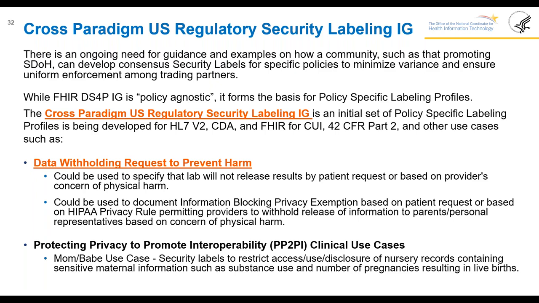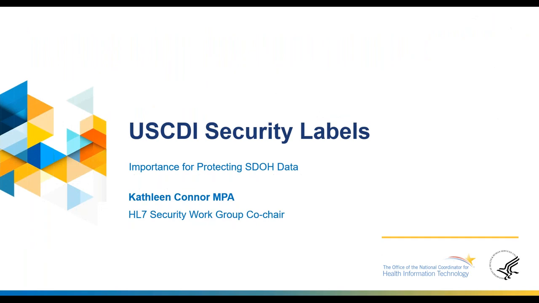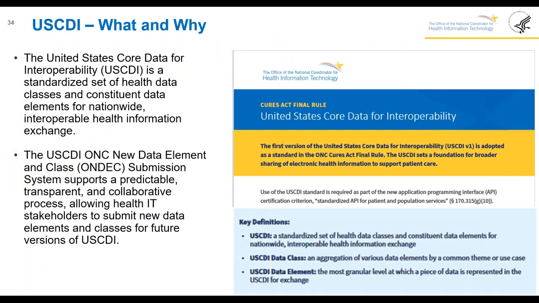Next slide is USCDI, and it's going to talk about how HL7, the Policy Advisory Committee, on recommendations from the work groups, decided to recommend to ONC to include security labels, some of the security labels, in the USCDI, which is the US Core Data for Interoperability. And they have classes and data elements that have different levels of maturity. Next slide, please.